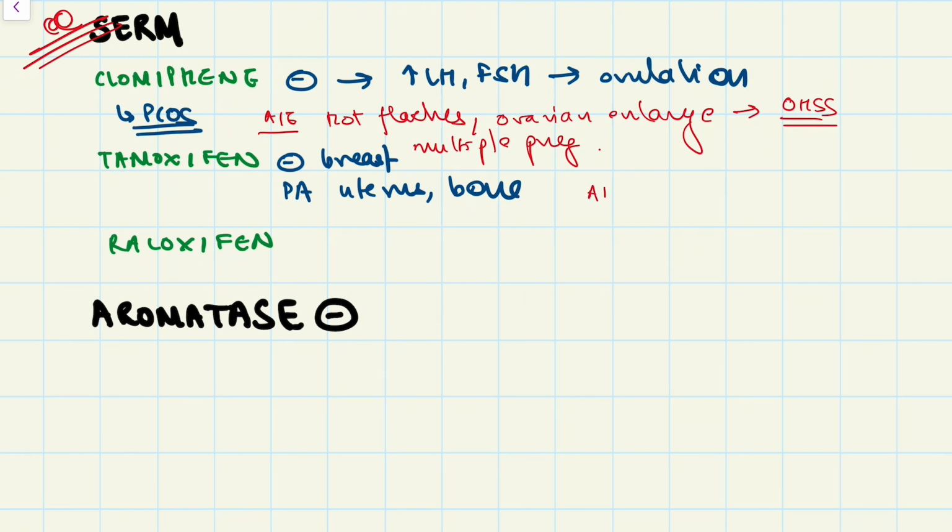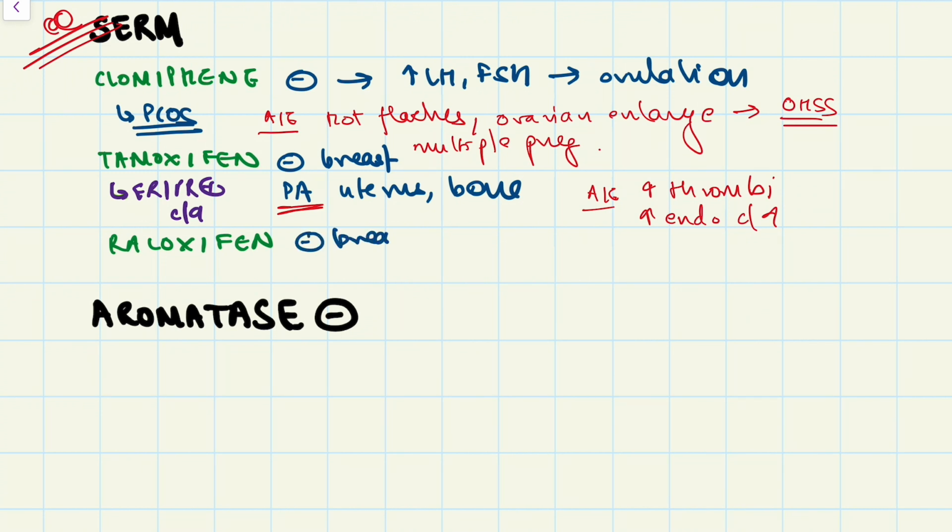So the adverse effects are that it increases the risk of thrombi, especially in patients who smoke tobacco, and it also increases the risk of endometrial cancer since it is a partial agonist in the uterus. It is used to treat and prevent the recurrence of ER or PR positive cancers. That is, it is used as hormonal therapy in ER PR positive breast cancer, and it is also used to prevent gynecomastia, right? Next is raloxifene.